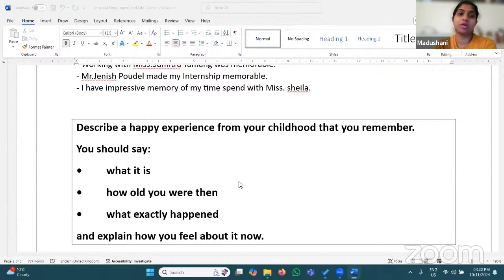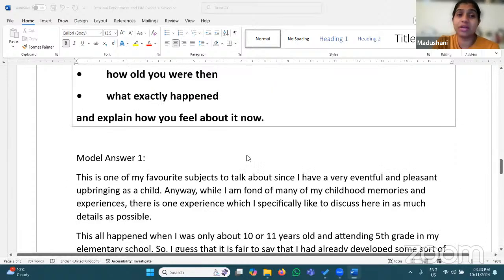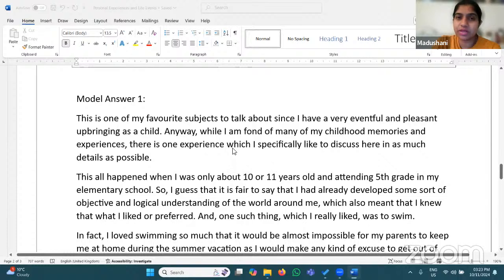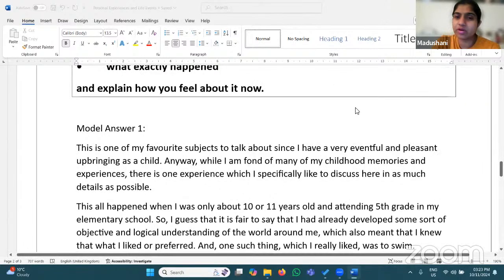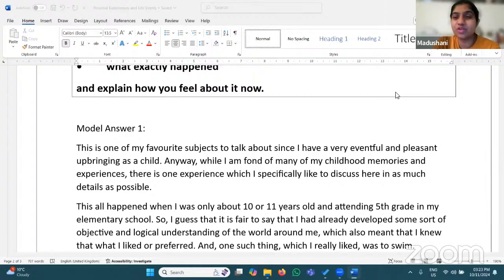Right. So I think you are ready now and you already have an incident in your mind, or you have noted down what it is, how old you were, and what exactly happened. So that's one model answer. What I'm going to do is give a chance to one student to read this out. I think it would be better if one of you reads it rather than me. We all know what's in this answer. Who would like to read this answer? Anyone?